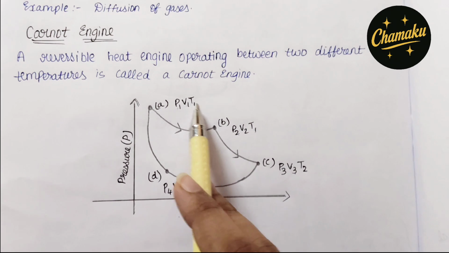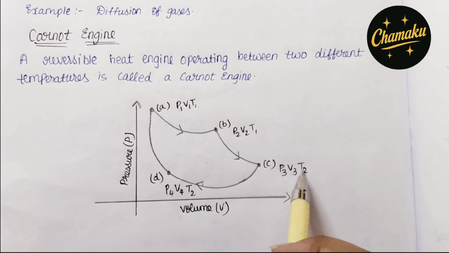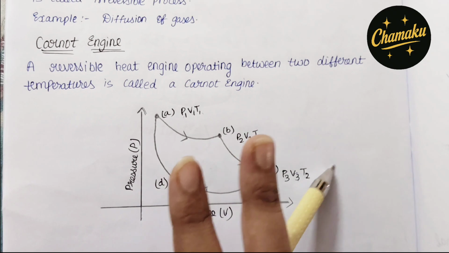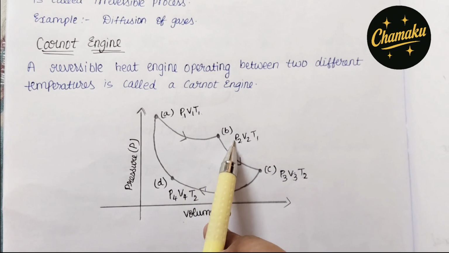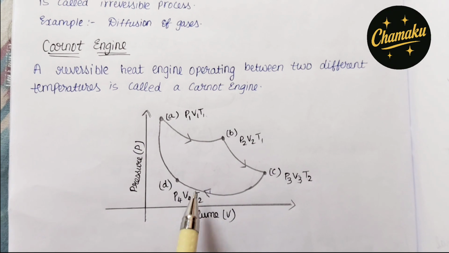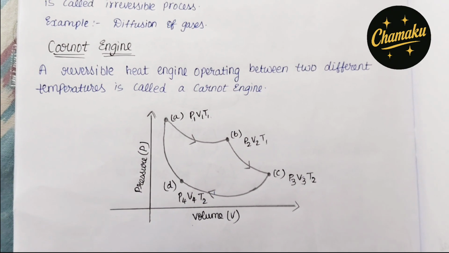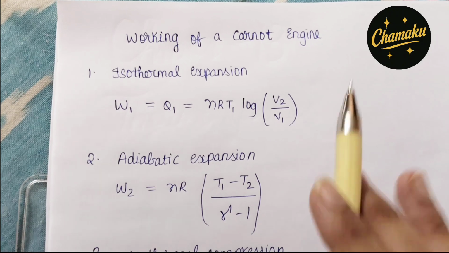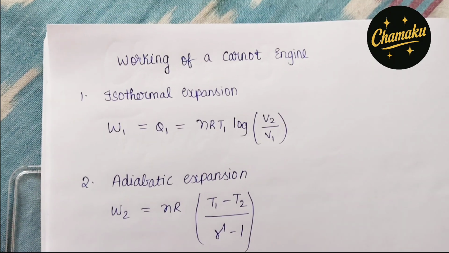Here the temperature is the same and here the temperatures are different. The heat engine operates between two different temperatures. Here the temperature is the same and here the temperature is different. So we have two different temperatures, okay? Now let's write the derivation, the working of a Carnot engine.